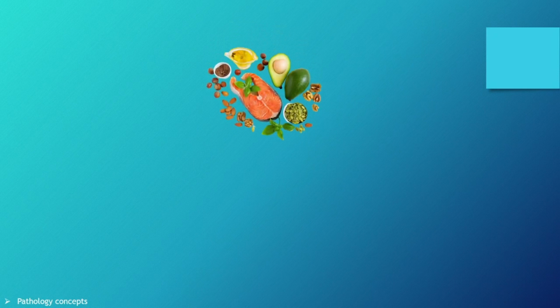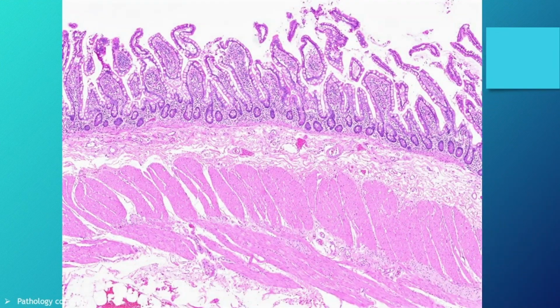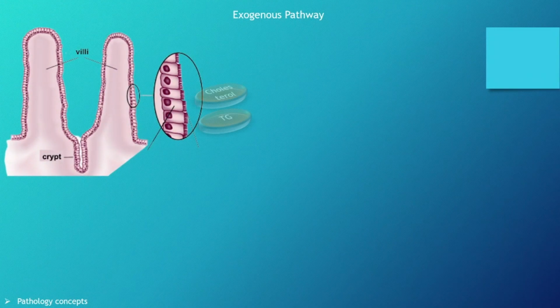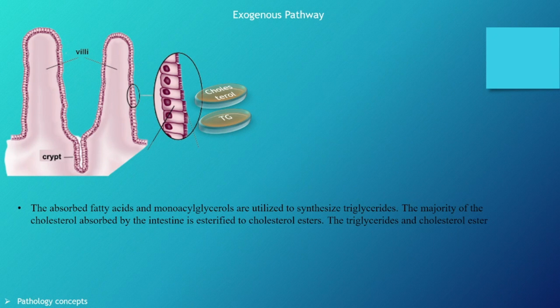Now let's understand the different lipid formation and its metabolism. When we eat fat rich or cholesterol rich foods, it reaches the intestine. In the intestine, cholesterol and triglycerides are formed. The absorbed fatty acids and monoacylglycerols are utilized to synthesize triglyceride. The majority of cholesterol absorbed by the intestine is esterified to cholesterol esters.